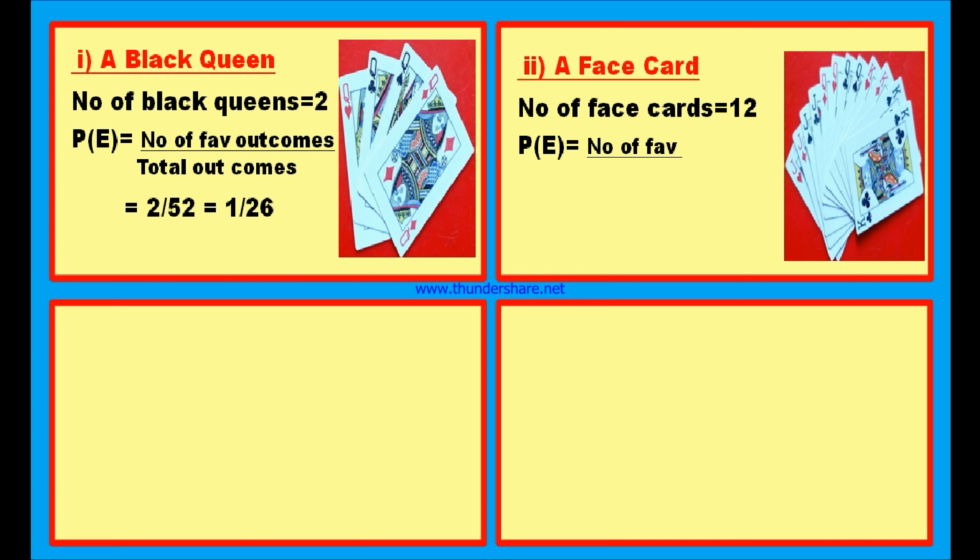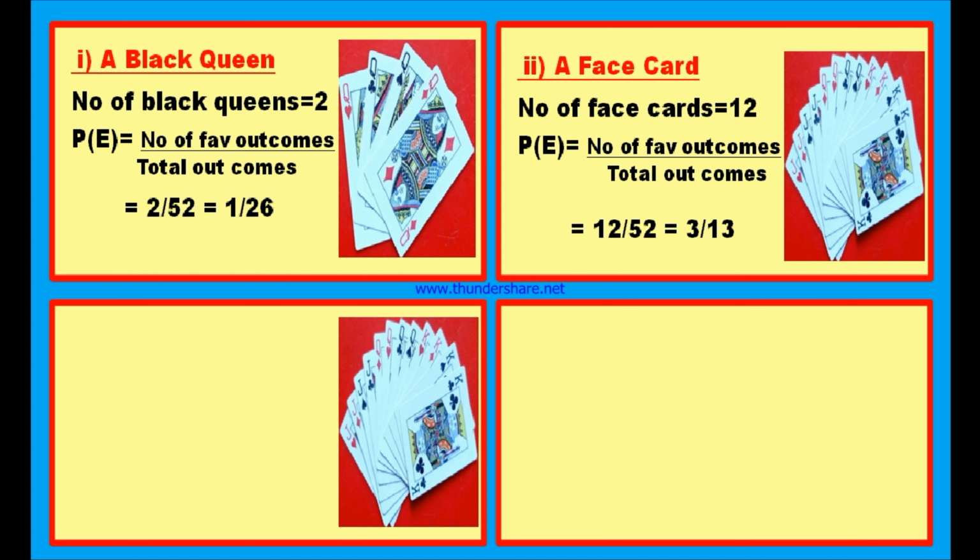Now the probability of an event formula: number of favorable outcomes by total number of outcomes. Here favorable outcomes means the number of face cards. How many do we have? 12. Therefore, the number of favorable outcomes is 12, by the total number of cards, 52, so 12 by 52. By simplification, 4 in 12 is 3 times and in 52 is 13 times. Therefore, the probability is 3 by 13.